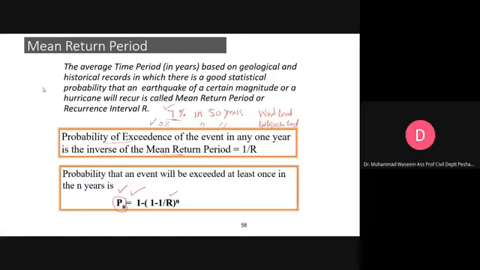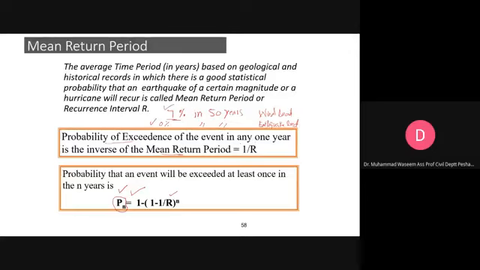Okay, now you will see what a recurrence interval is. Recurrence interval is the time period in which a significant earthquake recurs, or a hurricane or storm recurs. So this is called recurrence interval, and obviously it is in terms of years. What is the probability of exceedance of an event in 1 year? It is the inverse of this recurrence interval. If you take the inverse of this recurrence period, you will get the probability of exceedance in 1 year for that event. So this we call probability of exceedance.